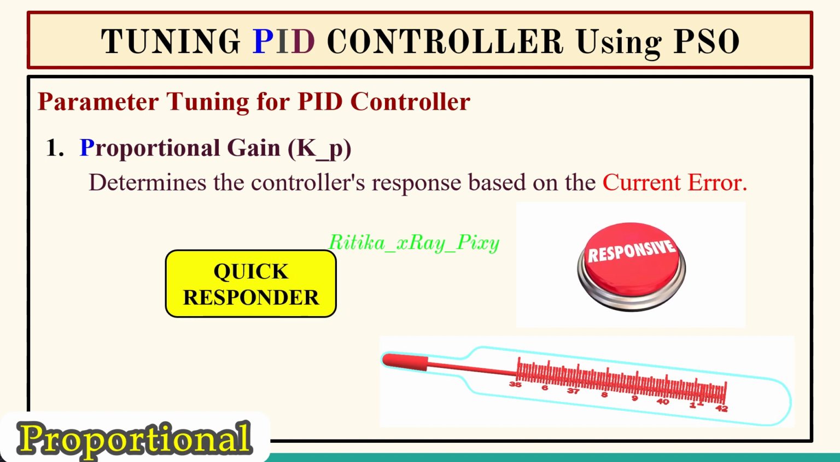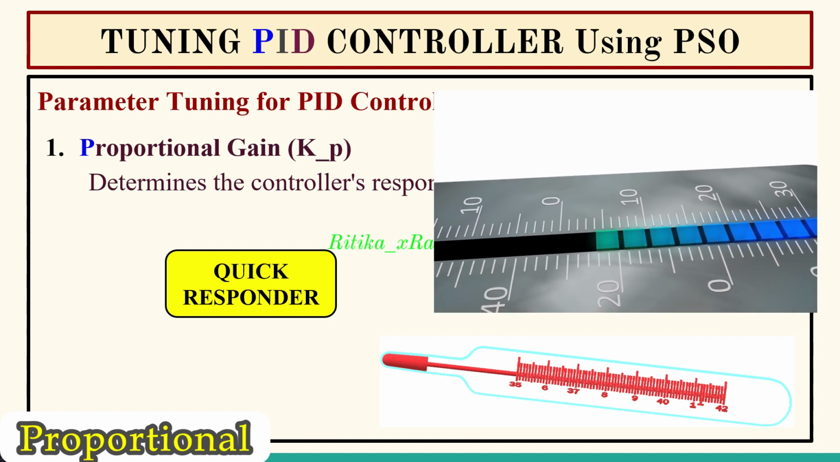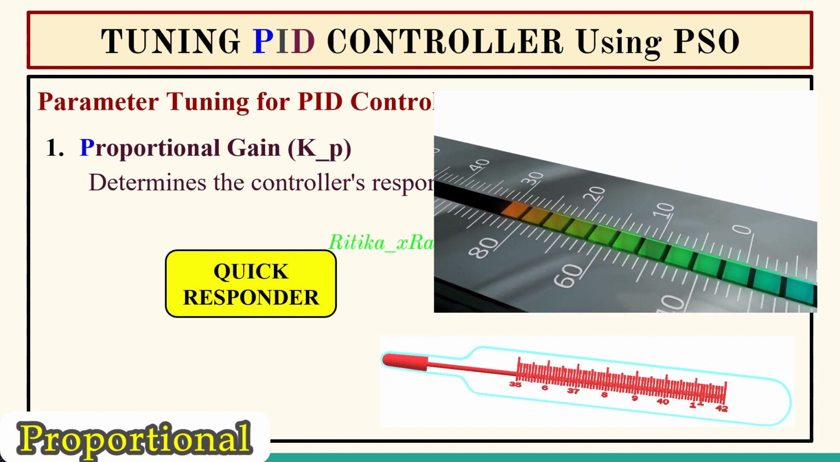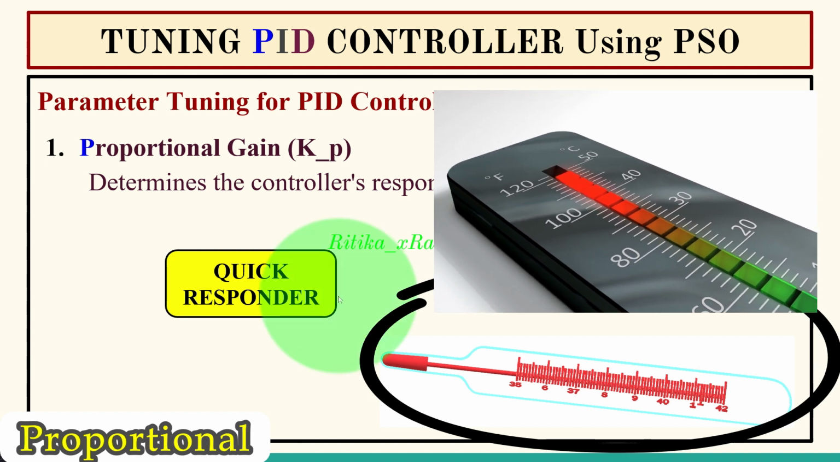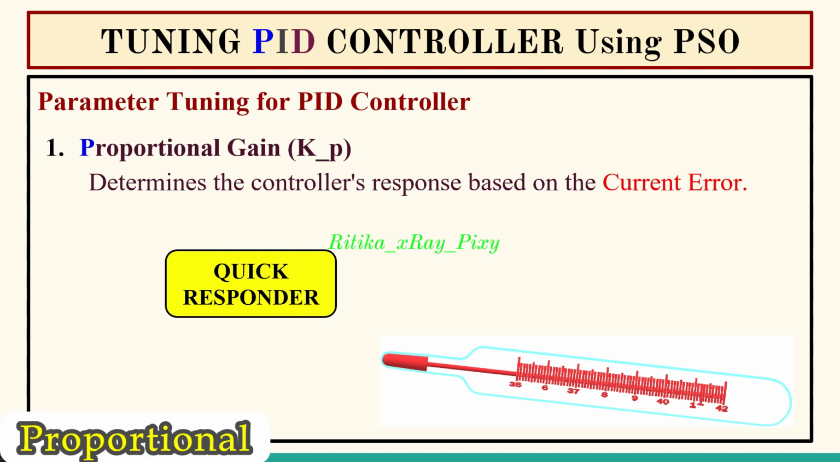A higher proportional gain value leads to a stronger response. For example, if the room temperature is too cold, the controller quickly turns up the heat. But if the gain is too high, the system can become unstable.